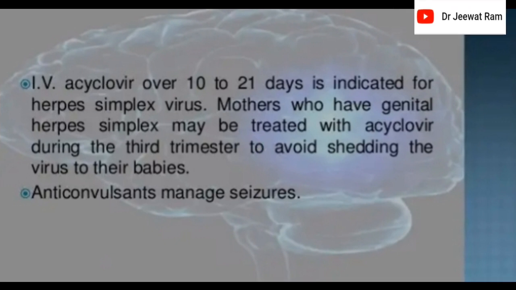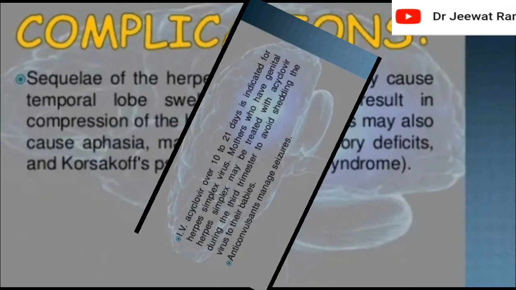IV acyclovir over 10 to 21 days is indicated for herpes simplex virus. Mothers who have genital herpes simplex may be treated with acyclovir during the third trimester to avoid shedding the virus to their babies. Anticonvulsants manage seizures.